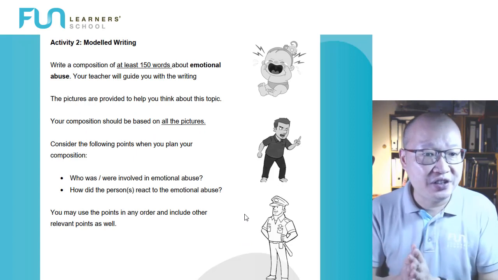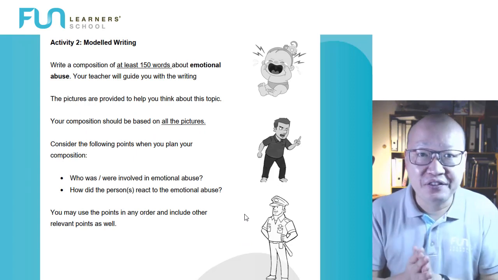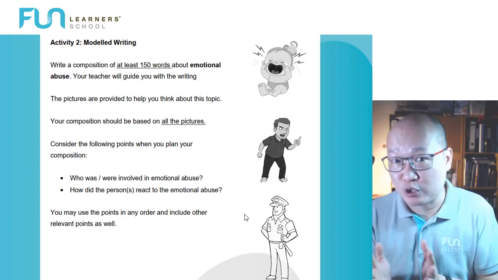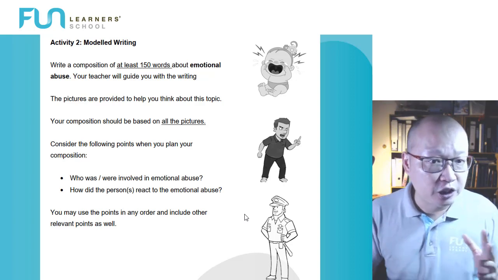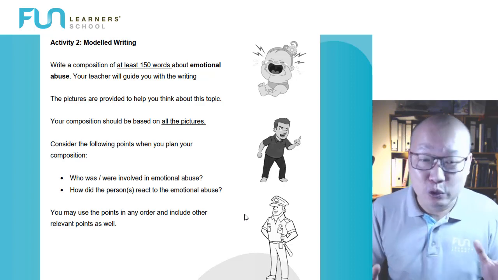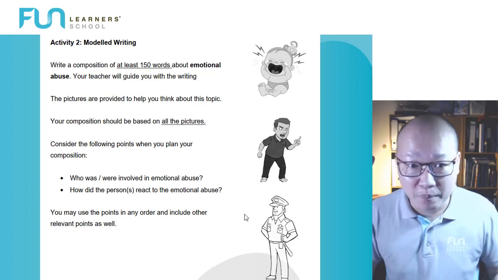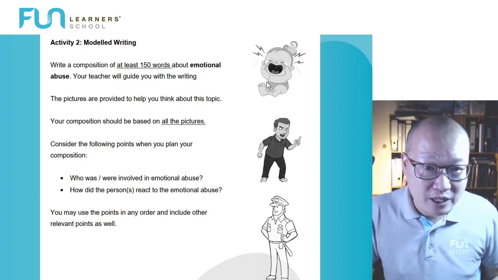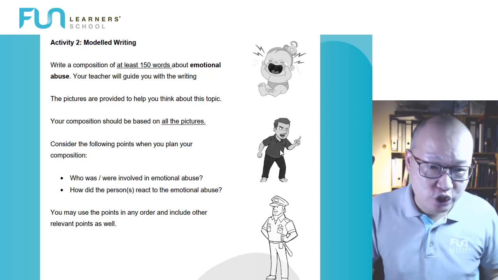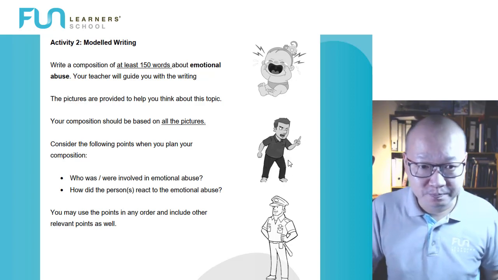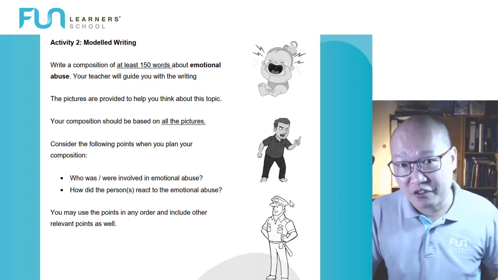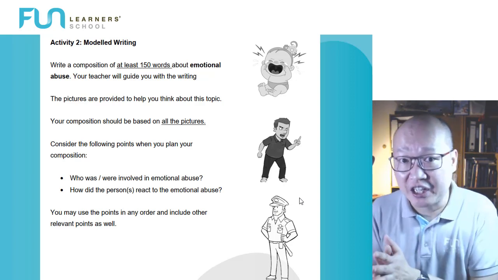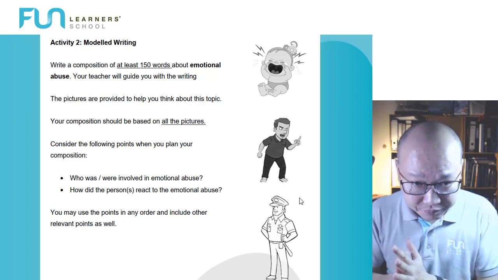Now, this is a P5 essay question which we teach to our students on a weekly basis. This is one of them. The topic here is emotional abuse. Students are supposed to write a compo about that. We have a baby crying, we have an adult, a father scolding the baby, and then the last picture is about a police officer, maybe a security guard or enforcement officer, whoever.